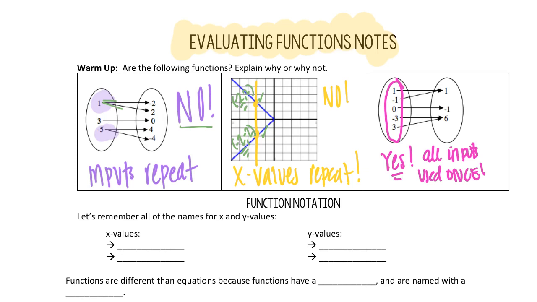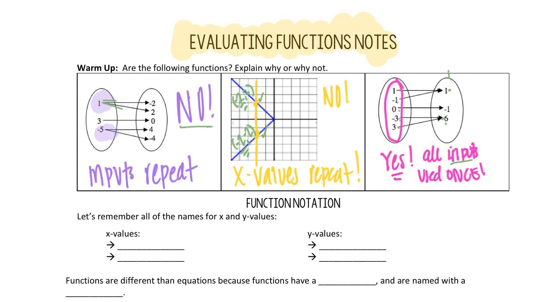And in the last example, the map, you'll notice that each one of those inputs is only used once. In other words, each one of the inputs has only one arrow coming from it. We do not care that this 6 over here is used twice or that this 1 is used twice. We don't care about the outputs. We only care about the inputs to determine if it's a function.